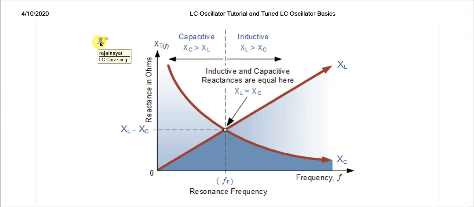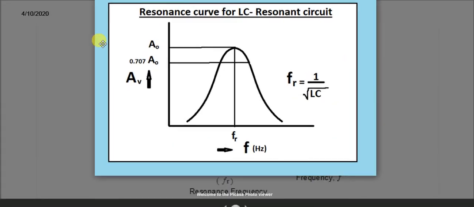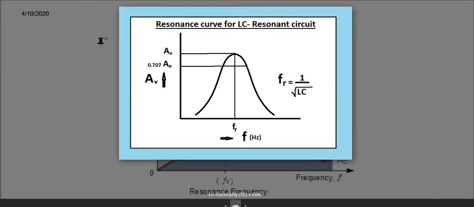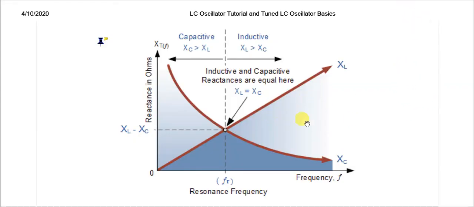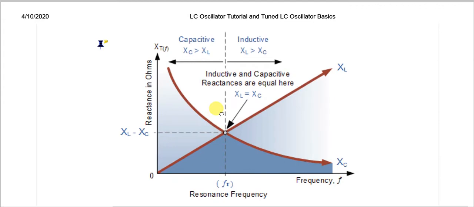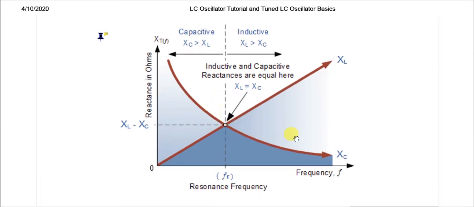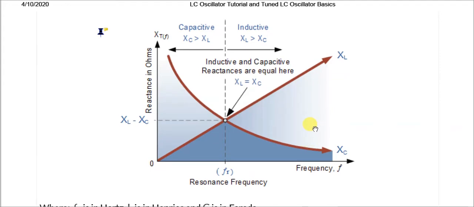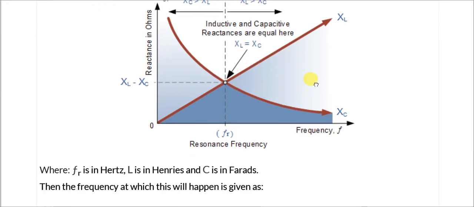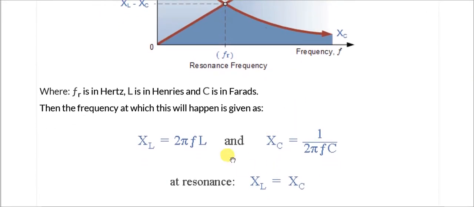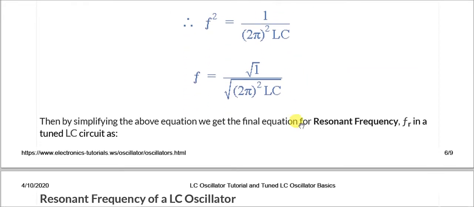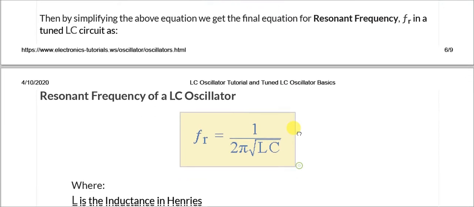Okay, so that resonant graph was also there. We have discussed that resonance peak value at the Fr. So let's move further to the resonant frequency. We have also calculated this at XL equal to XC. The final value is given by Fr equal to 1 over 2 pi root LC, where L is the inductance, C is the capacitance, and Fr is the resonant frequency.